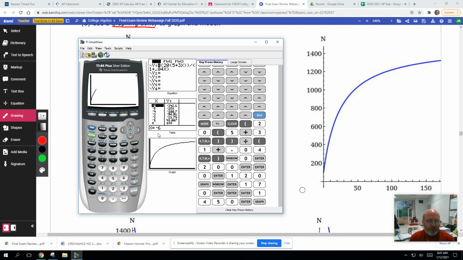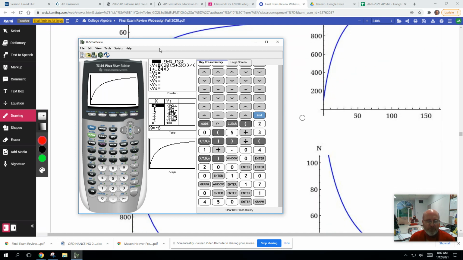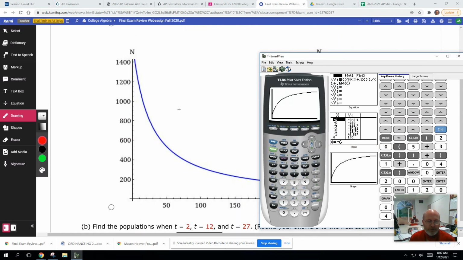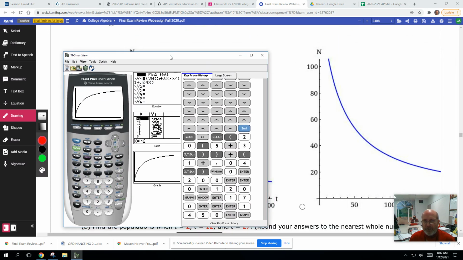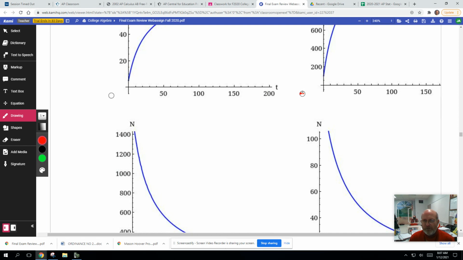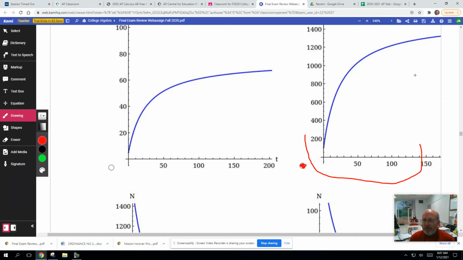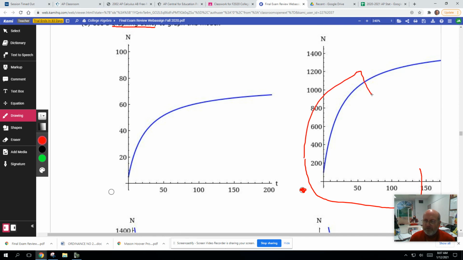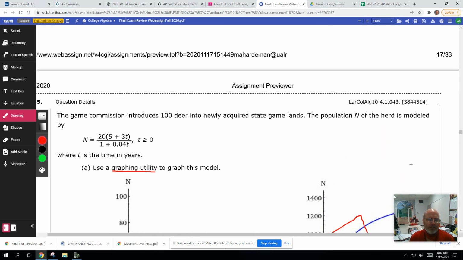A graph. That looks like that one. It's definitely not this one, and none of the others, so it looks like this is the graph. Well, I tried to circle it. You get the idea, right?